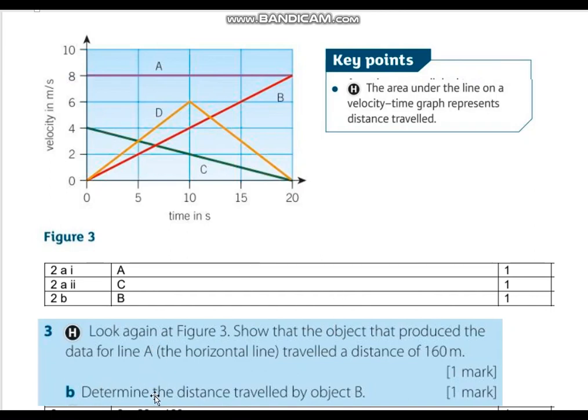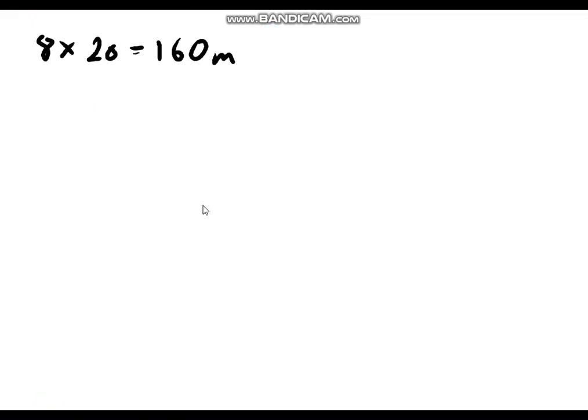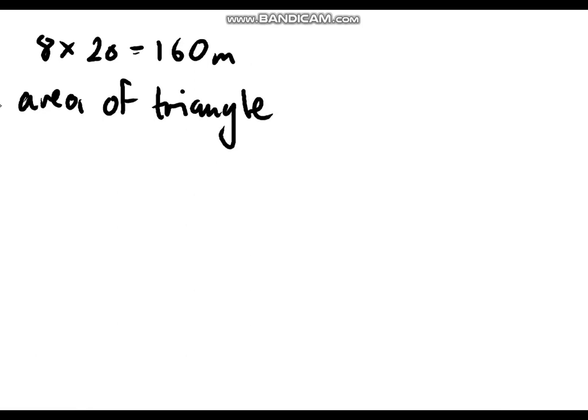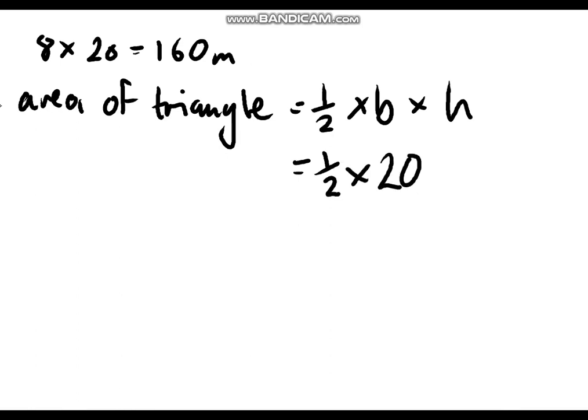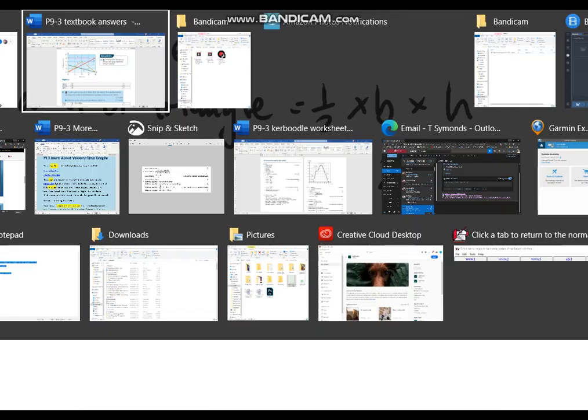Then it says, determine the distance travelled by object B. Now B is a triangle, so this is slightly more complicated. We need to use the mathematical formula to work out the area of a triangle, which is that the area of the triangle is half times the base of the triangle times the height of the triangle. And in this case it's going to be a half times the base, which was 20 seconds, times the height, which was 8.